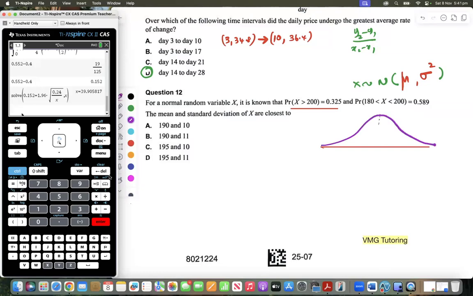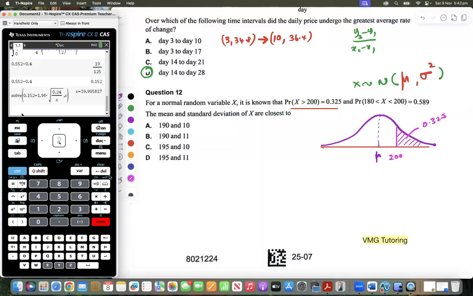So this is my mean value. It should be 0.325, right? 0.325, then 200 should be somewhere here, right? And that area should be 0.325.